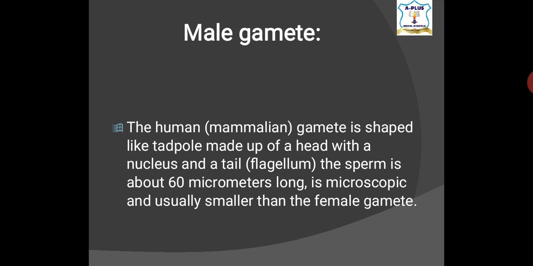So the male gamete is tadpole-like, with a nucleus and a tail, which is called the flagellum, and we can also call it a sperm. The description here is about 60 micrometers long. That means you cannot see it with your eyes. It is microscopic and usually smaller than the female gamete. It is not bigger than the female gamete.